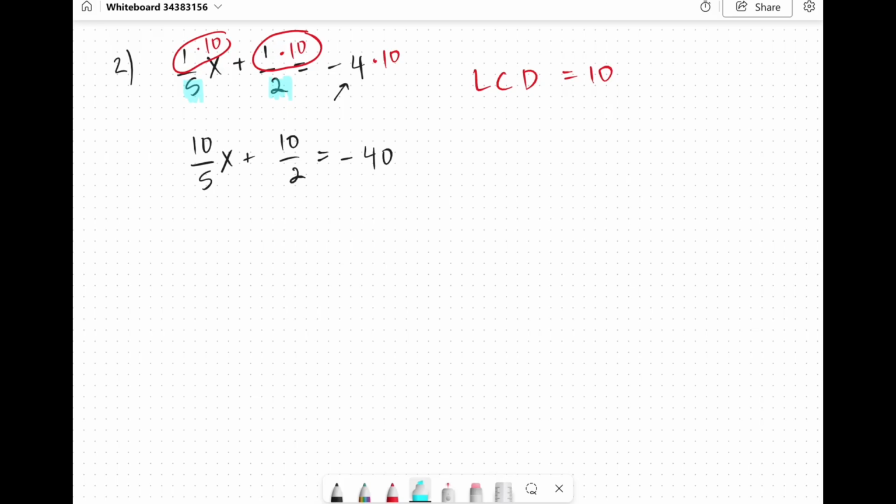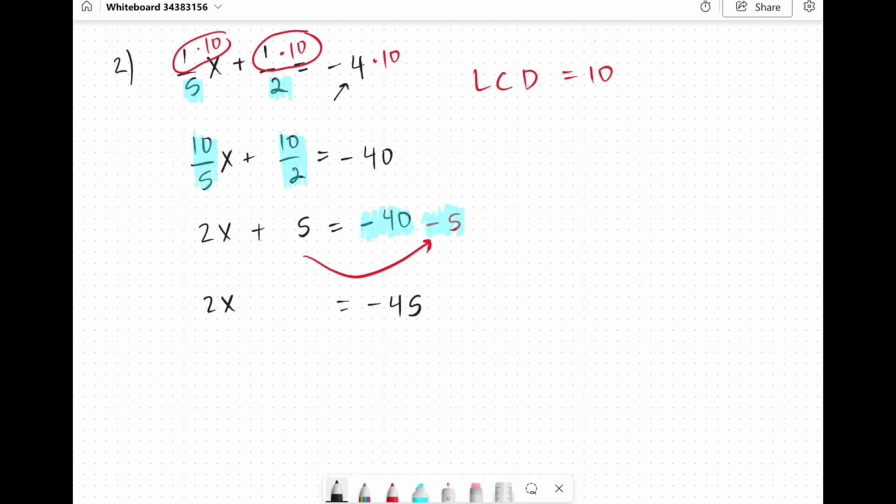Let's simplify every fraction. 10 divided by 5 is a 2. 10 divided by 2 is a 5. And after my equal sign, you still have your negative 40. All I have to do now is move the 5 and then divide by 2. So moving the 5 is going to be done through subtraction, because that's attached to the x through addition. You get 2x equals a negative 40 is negative, and the 5 is also negative. Same signs, I'm going to add and keep the sign, so that's negative 45.